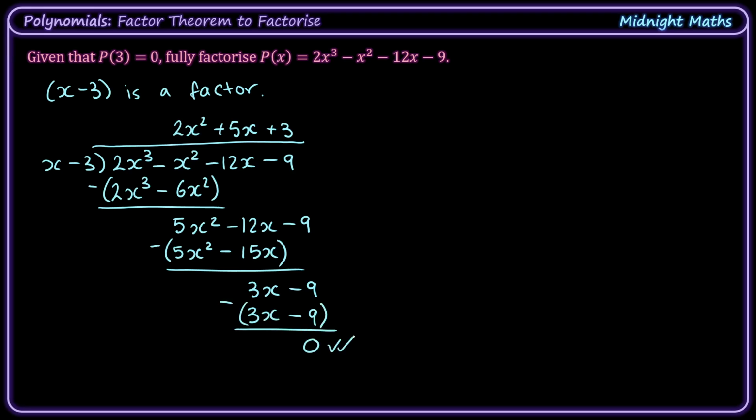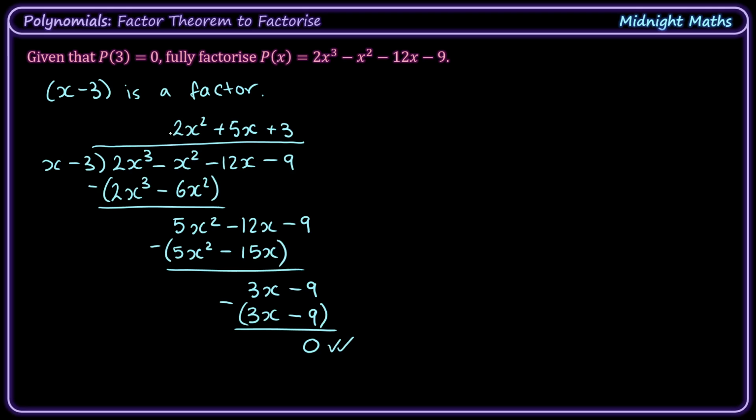That's a fantastic thing. We are looking for this 0 because we know that the remainder should be 0. We've been told that this is a factor. If you get to this point and the remainder isn't 0, you've probably made a mistake because you can't continue to factorize unless this is 0.